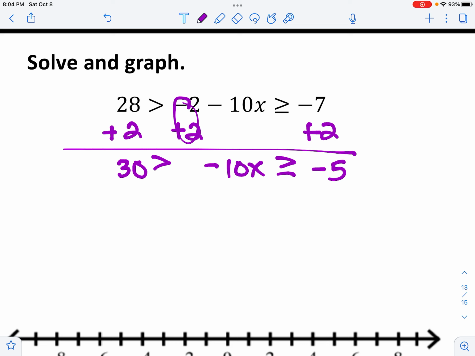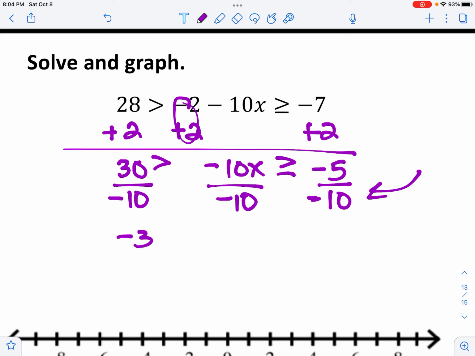Okay, now lastly I need to get rid of this negative 10 that's with the x. So I'm going to divide by negative 10. Divide by negative 10 here, and over here I also have to do that. I want to make sure, because I'm dividing all 3 sides by negative 10, that I flip my inequality. So I'm going to do that right here. So this will be negative 3 less than x, which is less than or equal to, and then this would be a half, or 0.5.